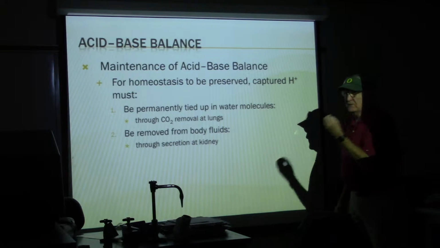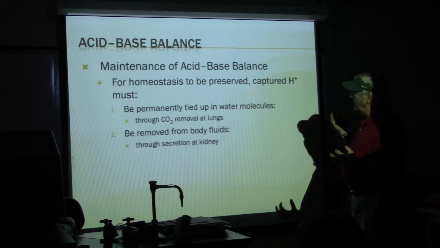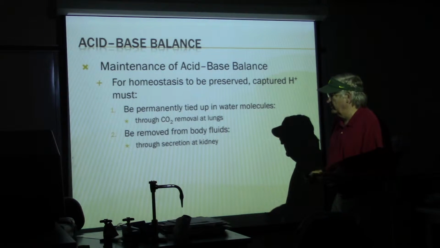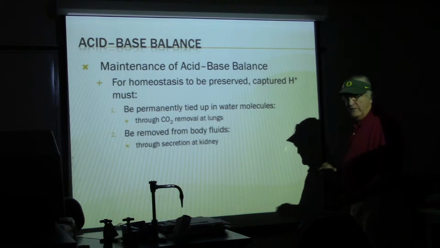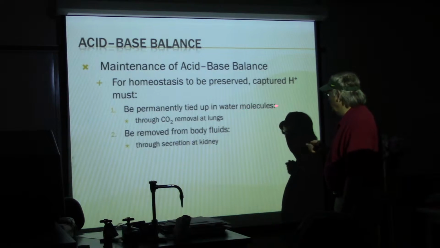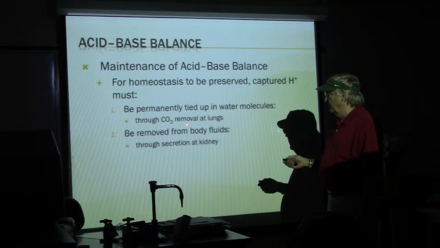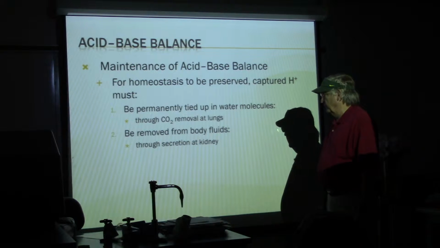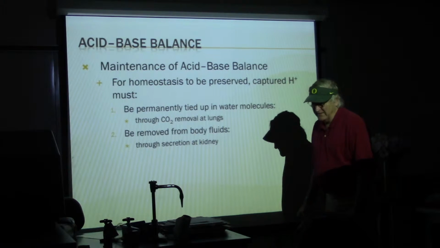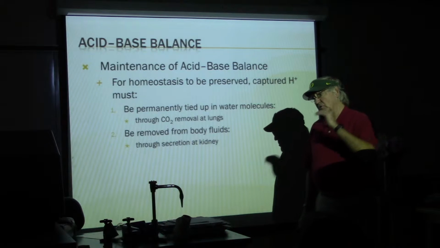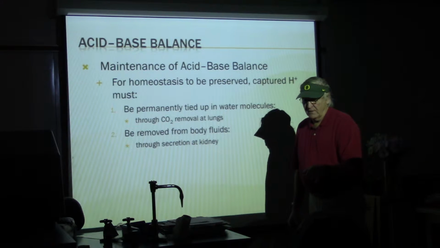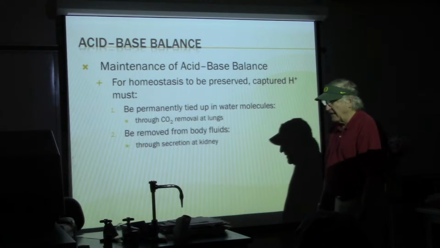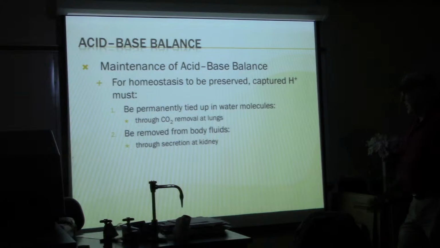In order to really fix the problems, if we've got too much hydrogen, for example, we've got to get rid of it. We've got to get that hydrogen out of our body, and the way we do that is either through tying it up with CO2 and then removing the CO2 at the lungs, or removing it from the body fluids through secretion at the kidney. Remember that our kidney can secrete hydrogen, and when we do that, we usually exchange it for something, usually potassium, as it's trying to get out through the kidney.